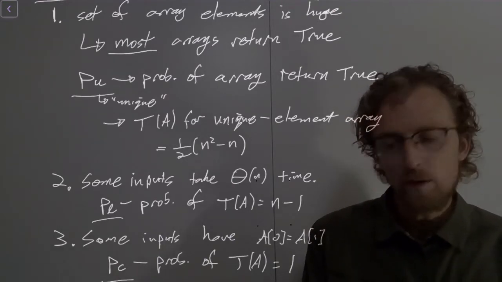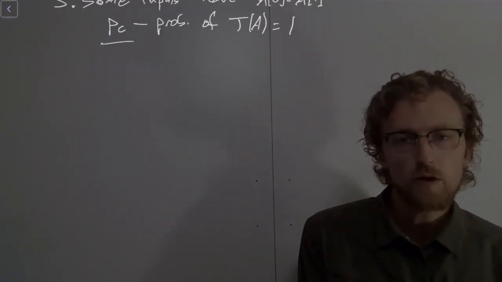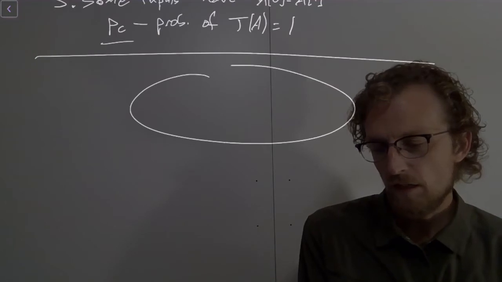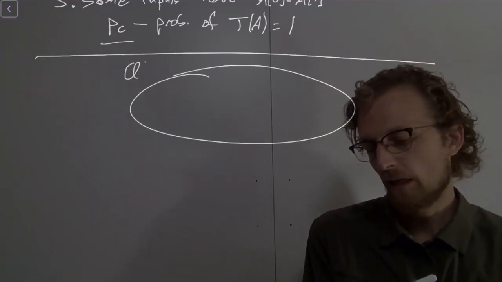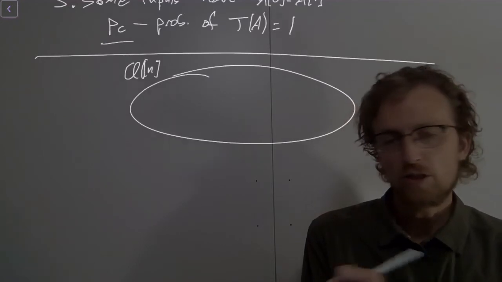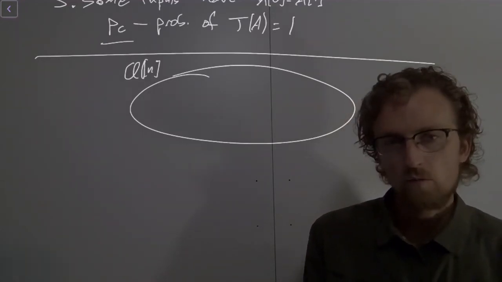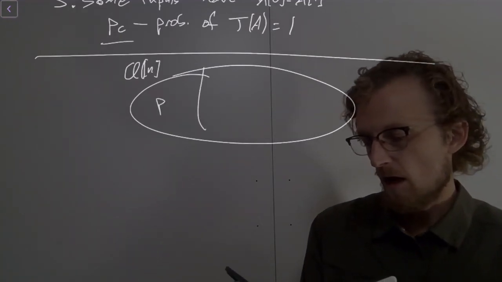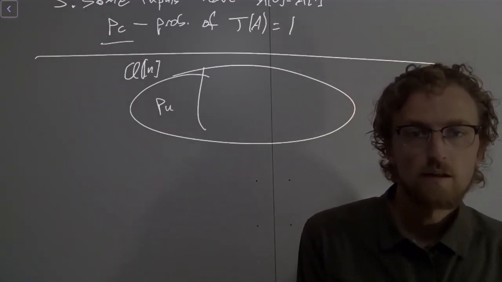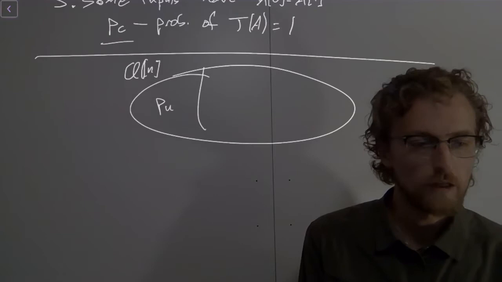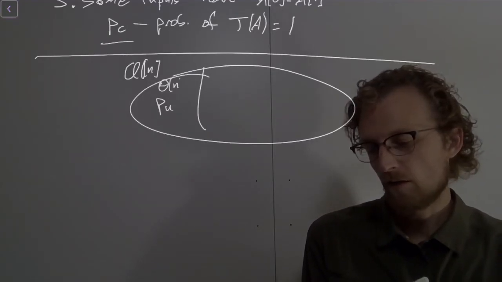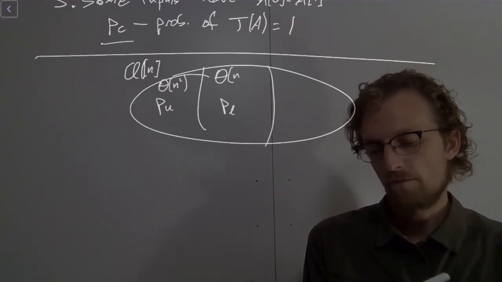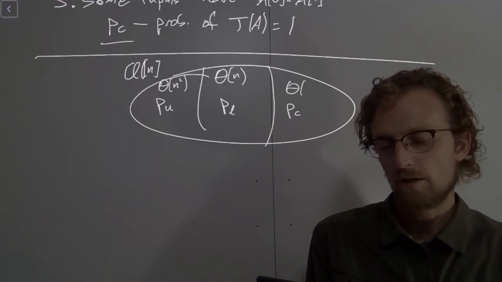Okay, so let's think about what we might actually run into, and let's try to predict what kind of running time we'll see. Let's think about the space of all inputs as looking like this. Here's our space of all possible input arrays, and we've divided these into three classes. A PU fraction have unique elements and have quadratic running time, so this is our big theta of n squared. A PL fraction have a linear running time, and a PC fraction have a constant running time.